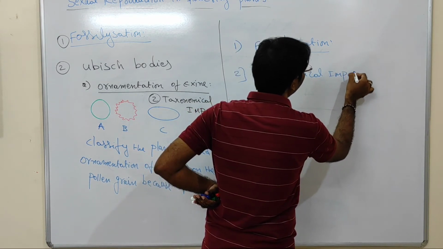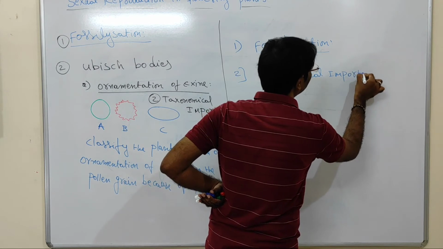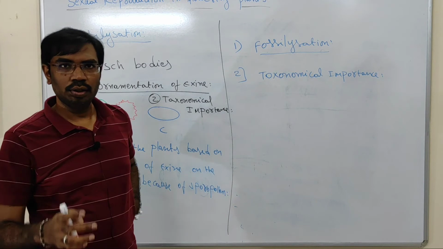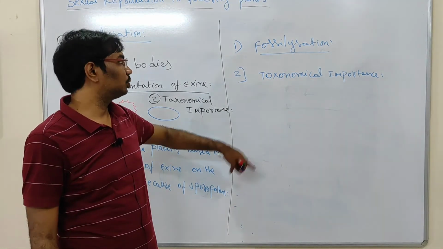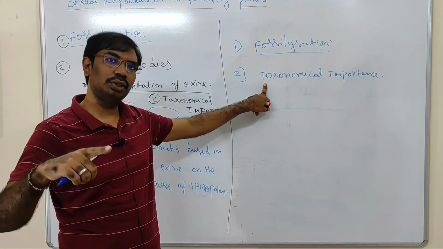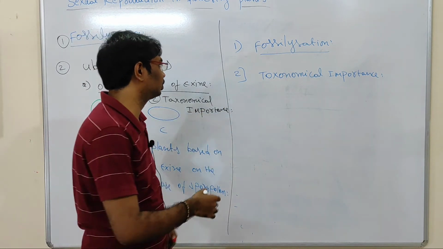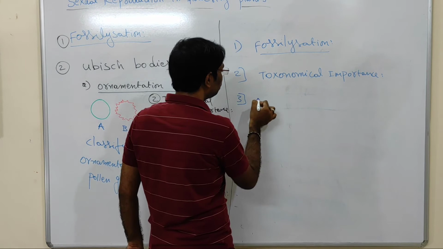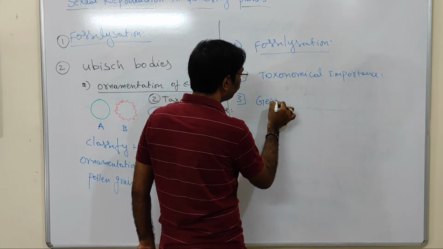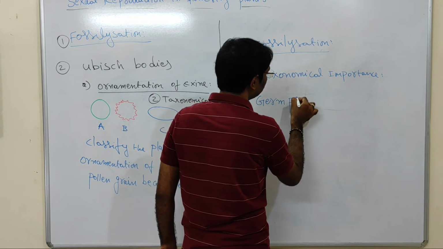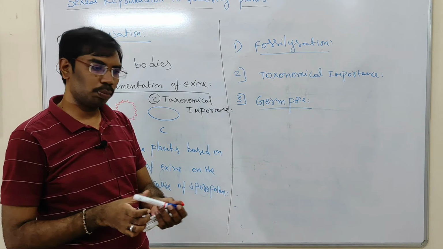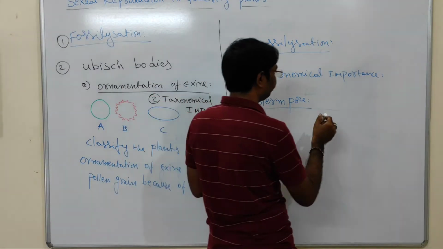Taxonomical importance of the sporopollenin. The sporopollenin arrangement is different in different pollen grains. Based on that we can classify the plants. And where the sporopollenin is absent, that particular area is called the germ pore. So germ pore means where the sporopollenin is absent.